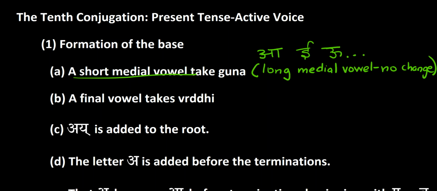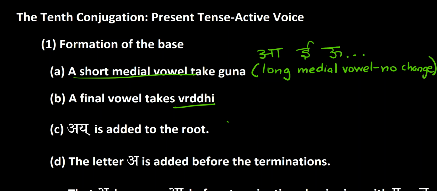But if you are given a verbal base that has a final vowel, and you will know that it has a final vowel especially if you don't see a halant, then that final vowel is going to take vridhi. So this is a first because we've never worked with vridhi before, but as long as you have the guna and vridhi table, it should be fine. For step C, after your verbal base takes guna or vridhi, depending on what type of vowel you have in your verbal base, then i is added to that root.